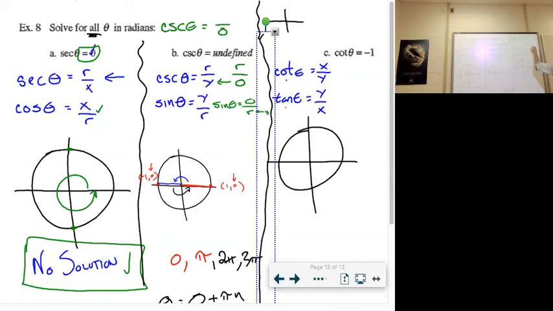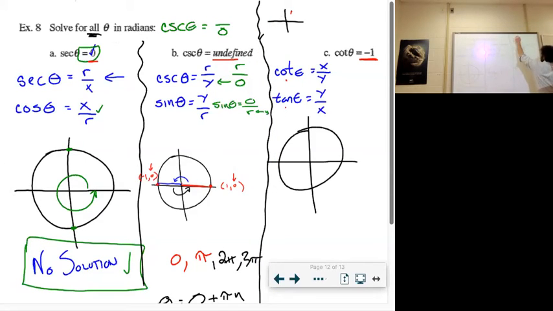Then I'm going to focus specifically on the positive or negative sign here. We couldn't really do that here with undefined, and we really couldn't do it here with 0. But in this case, it's saying that the cotangent is negative. So now I'm going to relate that to the quadrants in which our trig functions are positive. They're all positive in the first, sine's positive in the second, tangent's positive down there in the third, and then cosine's positive in the fourth quadrant.